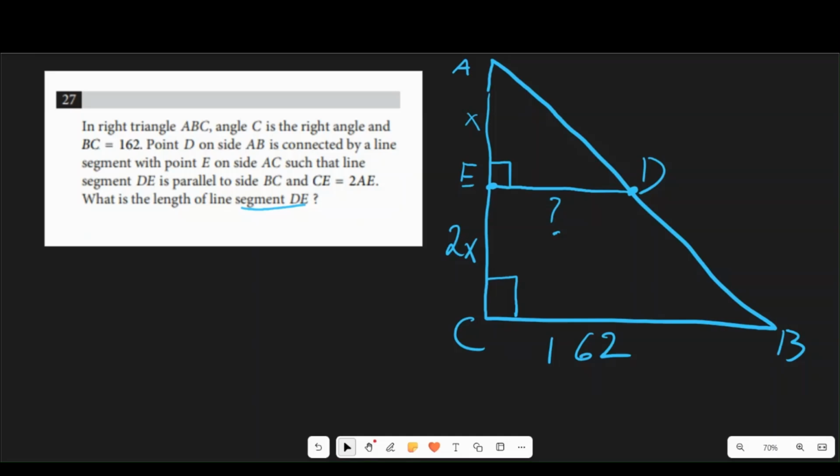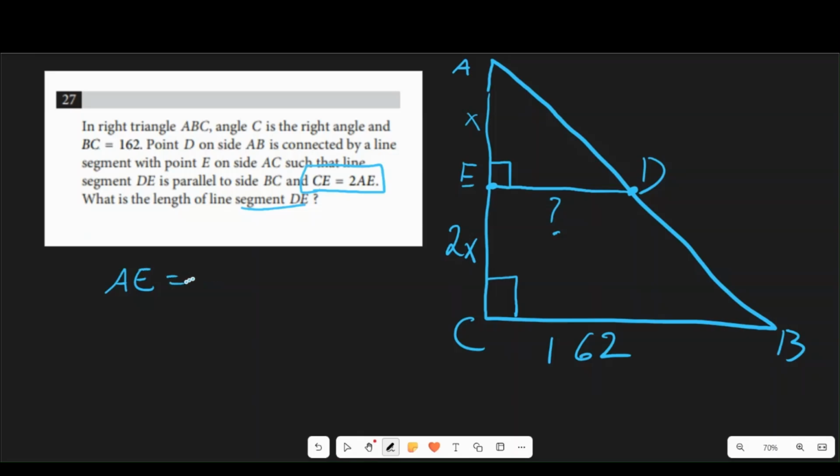Well, one of the hints they gave us is CE is equal to 2AE, right? We have this hint right here telling us that this length CE is just 2 times the length of AE. So what does that tell us between the length of AE versus AC in total, right? So if we have AE, AE is the leg of the smaller triangle.